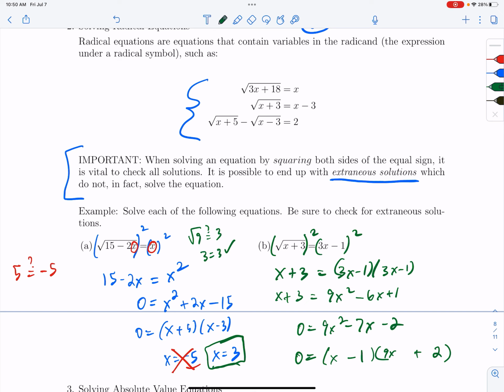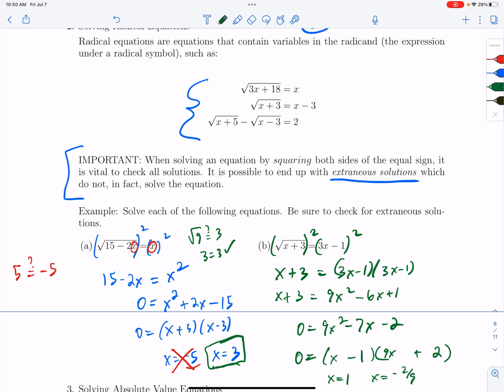And remember, you can always check by multiplying this out. I get 9x squared. The inside and the outside, I get negative 9x and positive 2x. Negative 9x, positive 2x gives me that negative 7x in the middle. And then I have negative 2 from negative 1 times 2. So that's all good. Setting these equal to 0, I get x equals 1, and then x equals negative 2/9.